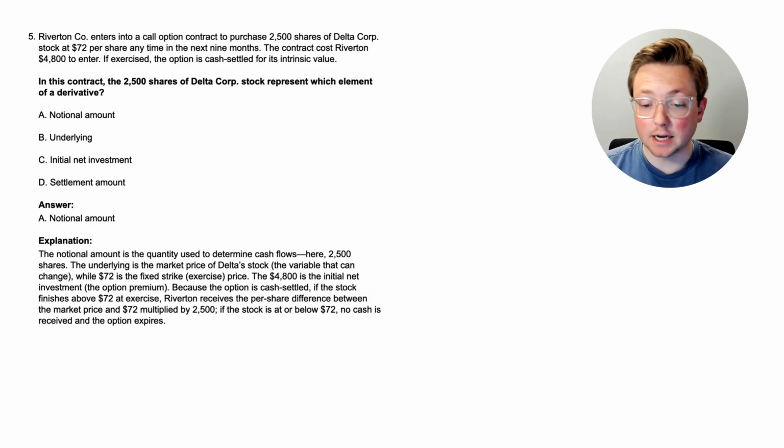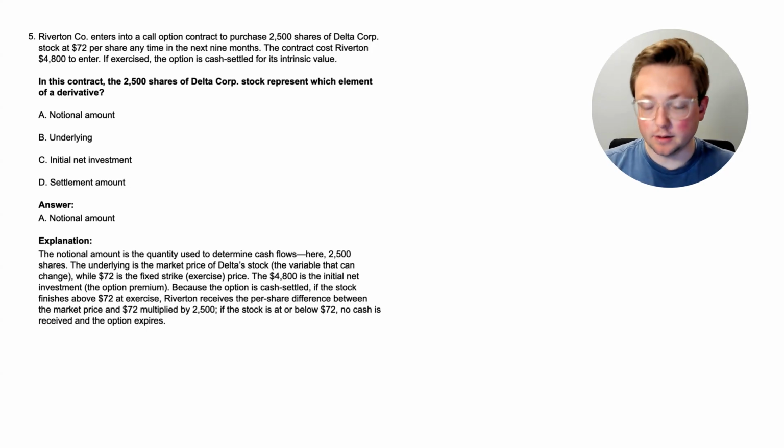Because the option is cash settled, if the stock finishes above $72 at exercise, Riverton receives the per share difference between the market price and $72 multiplied by 2,500. If the stock is at or below $72, no cash is received and the option expires because they have no reason to use it. They're not going to use the option when they don't want to pay more money for the shares.